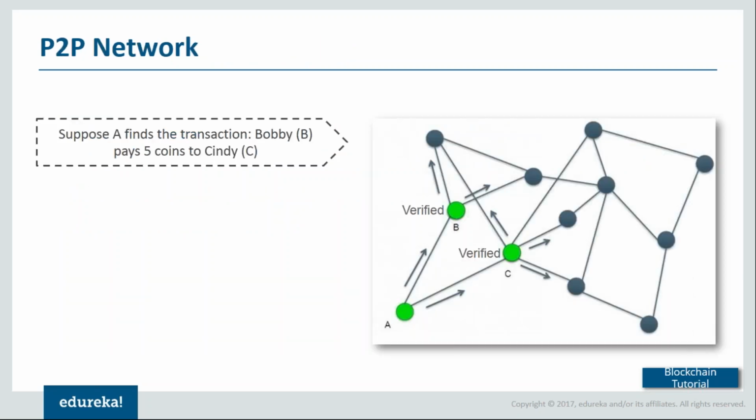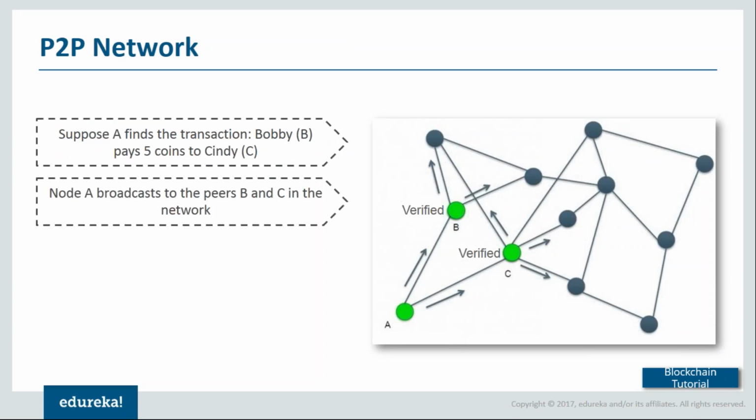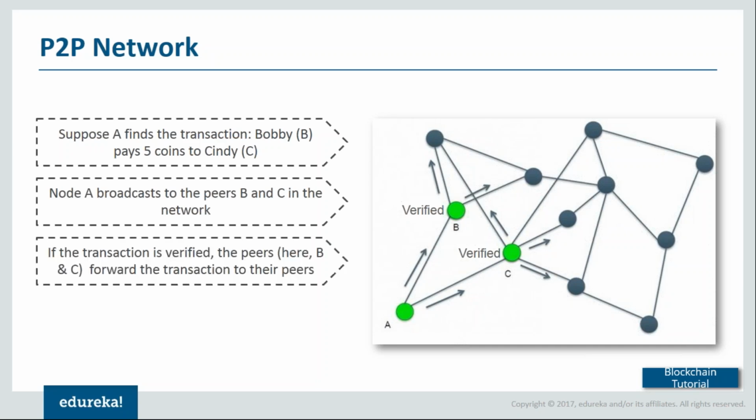Now, apart from this, we use a P2P network. How does the P2P network work? Now, suppose A, let's call A as Andy here, finds out that a transaction has come in which Bobby wants to transfer 5 bitcoins to Cindy. What happens is that A broadcasts this message to both B and C, who in turn verify it and transmit accordingly to their peers as well.